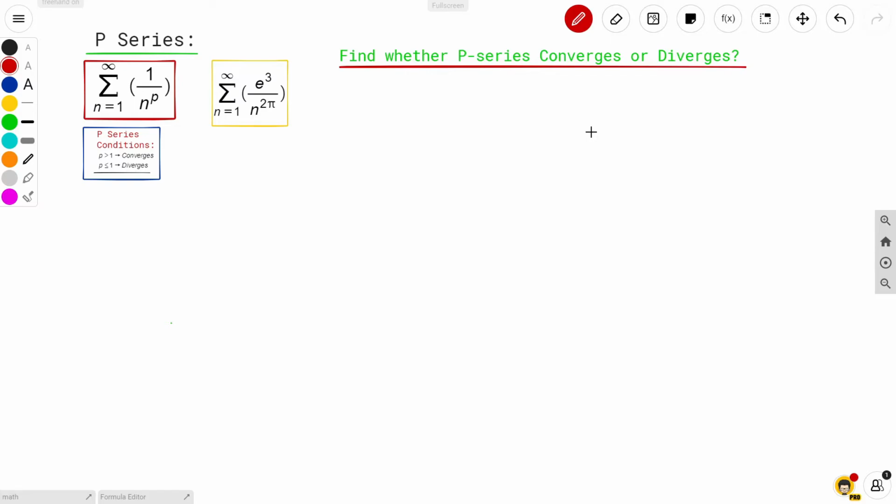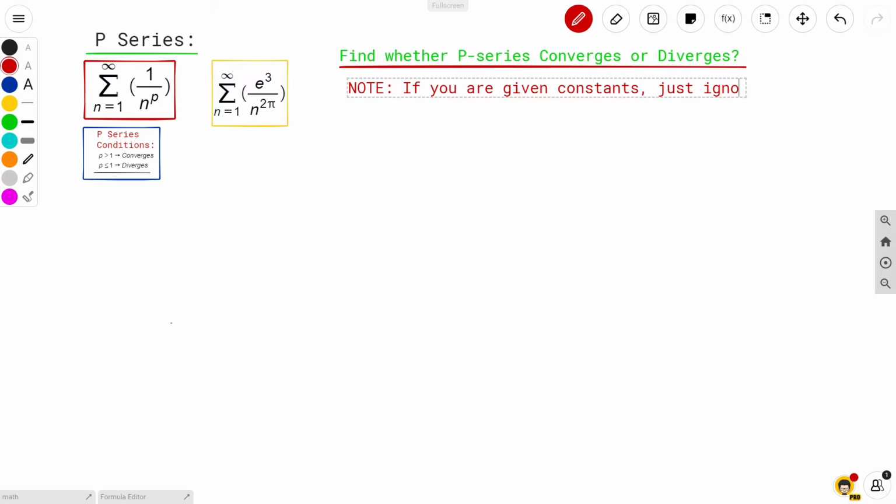Hello, so in this example, we're given e raised to the 3rd power divided by n raised to the 2 pi. The first thing we're going to do is simplify this. But before that, I'm going to leave a note saying that if you are given constants, just ignore them.